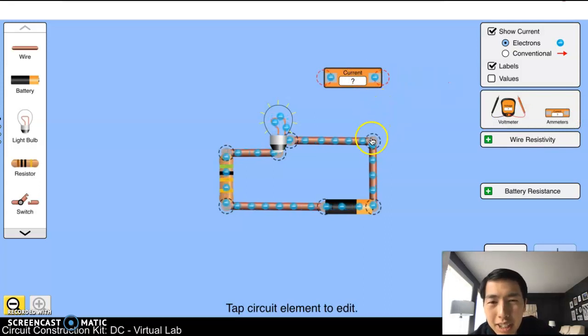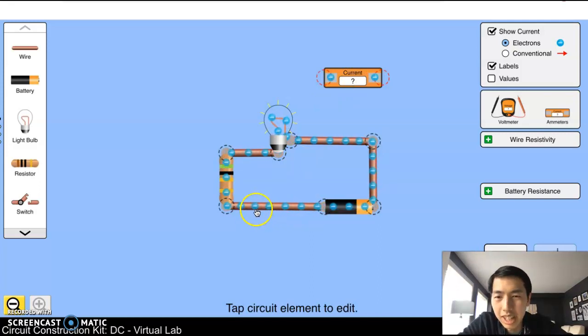And what I'm trying to say is no matter where I plug this ammeter in, it should give the same reading of 0.2 amps. The blue dots are moving at a certain speed, and that speed is the same everywhere in the series circuit. And actually that makes sense, because if they were going faster somewhere and slower somewhere else, then they'd be bumping into each other.